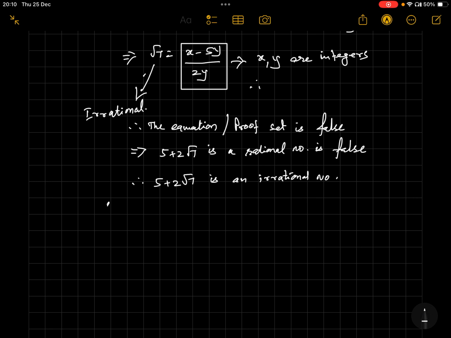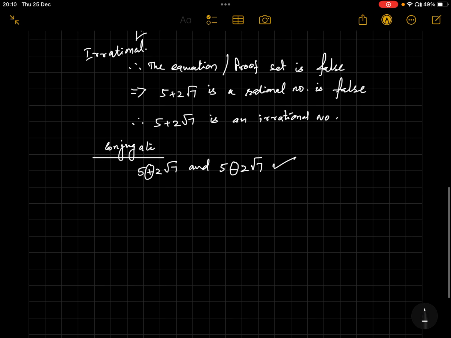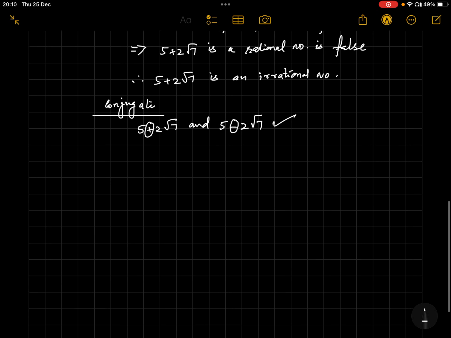Now let's discuss conjugates. For example, take 5 plus 2 root 7 and 5 minus 2 root 7. What are the similarities? Except for the plus and minus sign, all is identical. These are called conjugates. For example, 5 minus 2 root 7 is the conjugate of 5 plus 2 root 7. One problem we will solve using the conjugate.